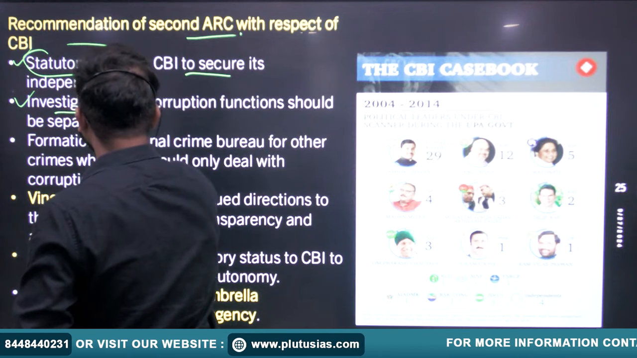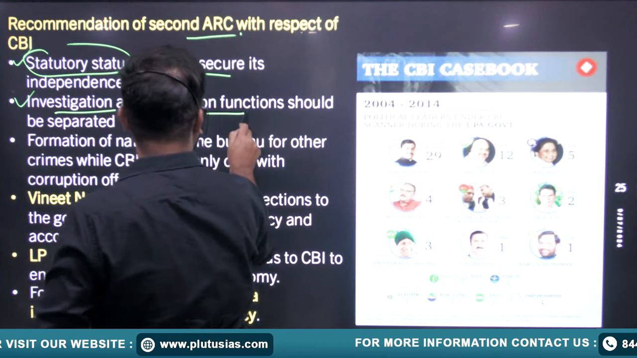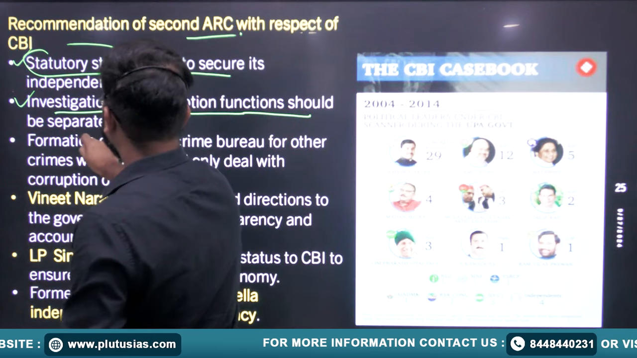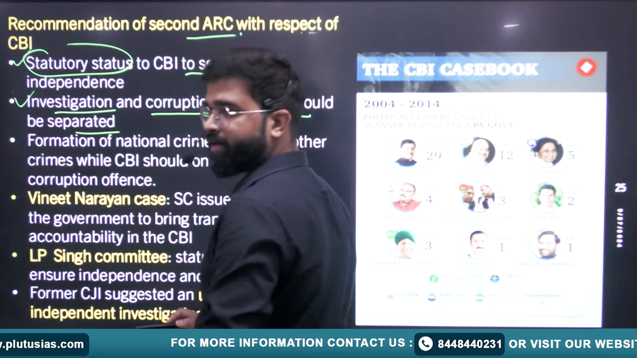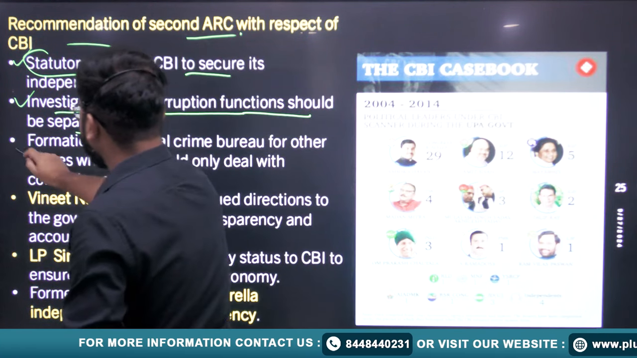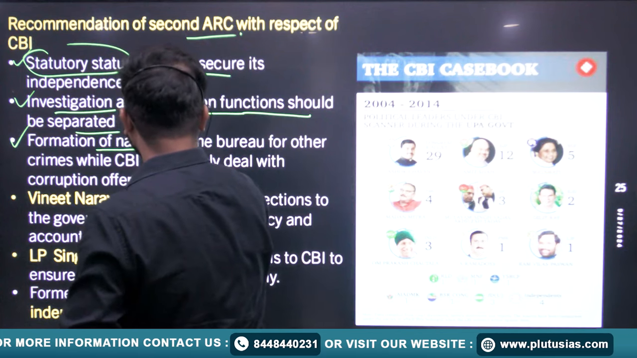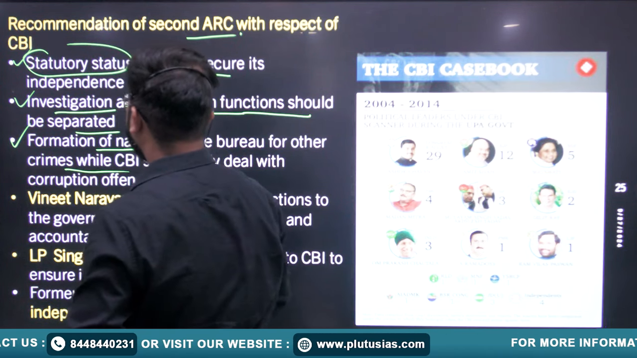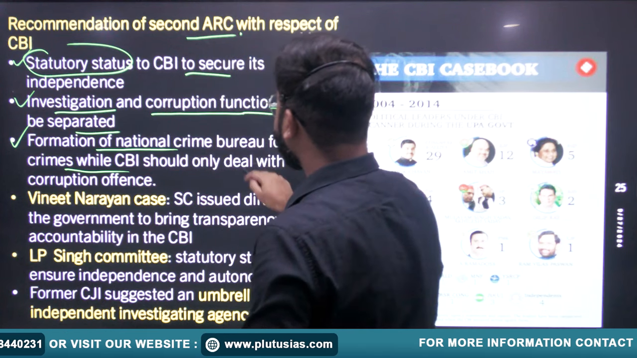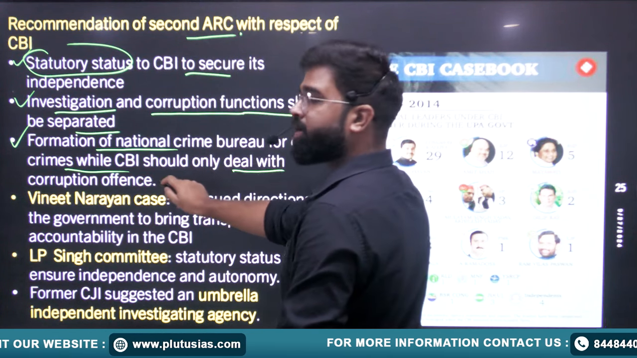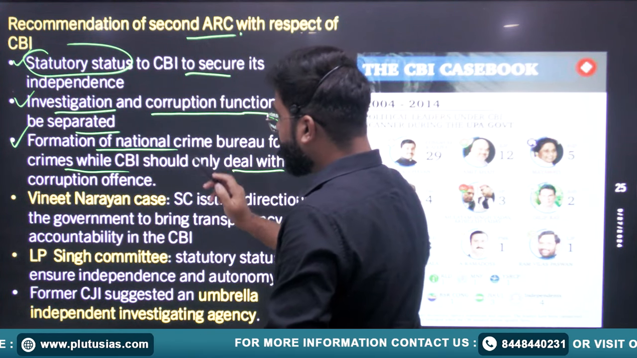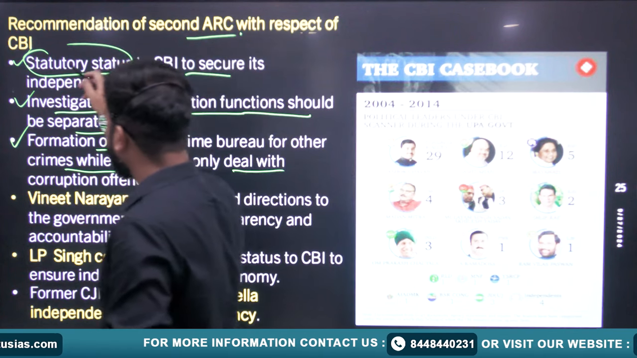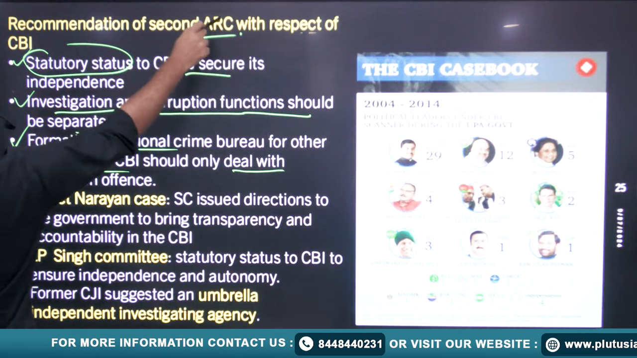Second, investigation and corruption functions to be separated. Third thing, formation of a National Crime Bureau for other crime, while CBI should only deal with corruption offense. Fourth thing, ये तो एक हो गया recommendation of second ARC.